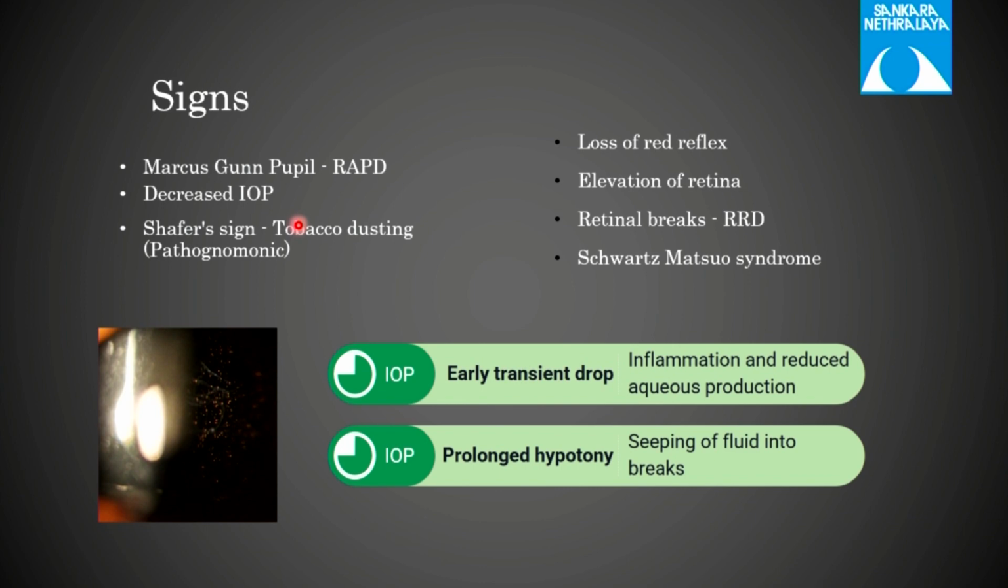Can someone tell what is Schwartz syndrome in retinal detachment? Sir, in Schwartz-Matsuo syndrome, there is a high IOP instead of a low IOP in RD, and that's when the photoreceptor segments come and block the aqueous outflow, and it's mostly in chronic RDs.